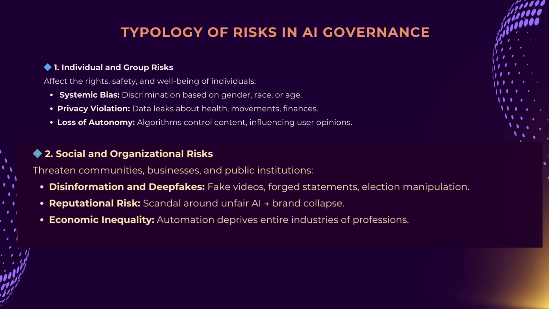For businesses, on the other hand, reputational risk is paramount. A single news story that your AI discriminates against customers can tarnish a brand image that has been built over decades. This is a direct path to losing customers and investor trust. Another type of risk is economic inequality. Automation in one sphere can eliminate jobs in an entire industry, while other spheres will be less affected.